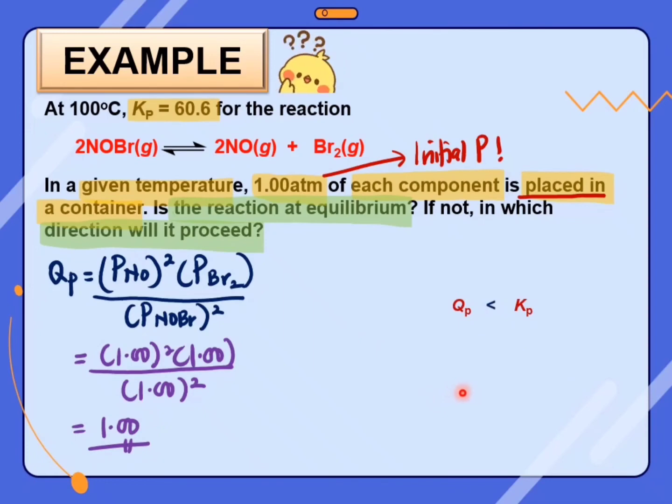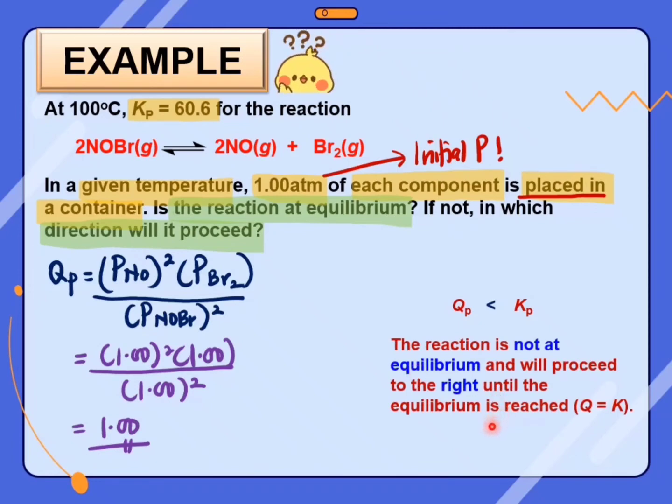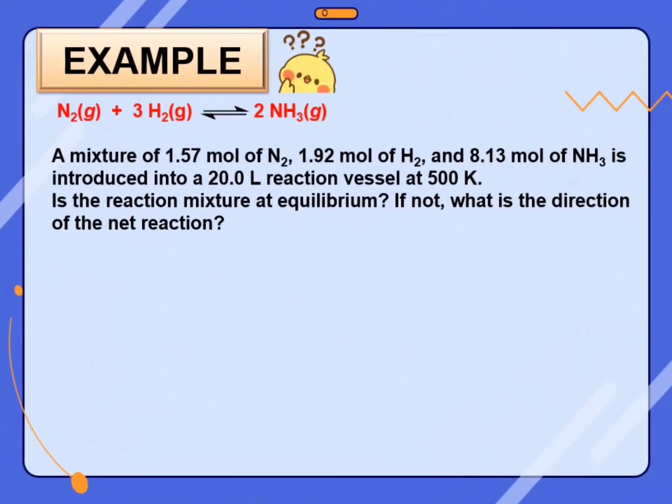QP is less than KP. So this system is not at equilibrium, and it proceeds to the right until equilibrium is reached, which is when Q equals K. So this is how you make the conclusion. Okay, next we look at this example.